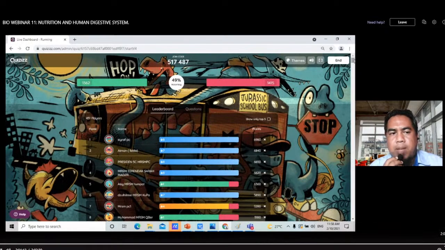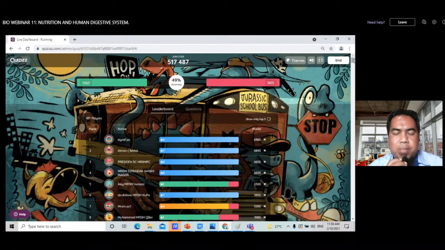Boleh jadi ianya keluar dalam paper 1 dan boleh juga ianya keluar dalam paper 2. So that's why bila kita buat eksperimen tu, part paling penting adalah part perbincangan, supaya kita mendapat sesuatu daripada eksperimen tersebut.